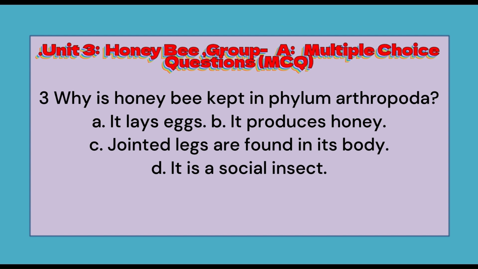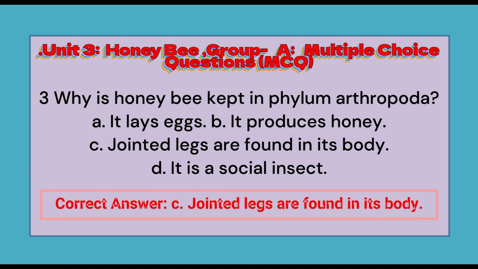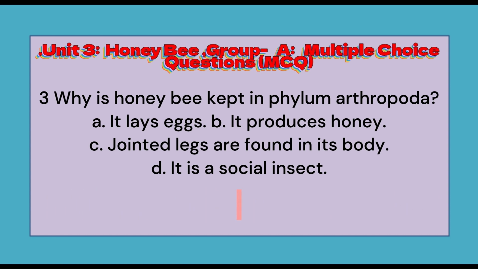A. It lays eggs. B. It produces honey. C. Jointed legs are found in its body. D. It is a social insect. Correct answer: C. Jointed legs are found in its body.